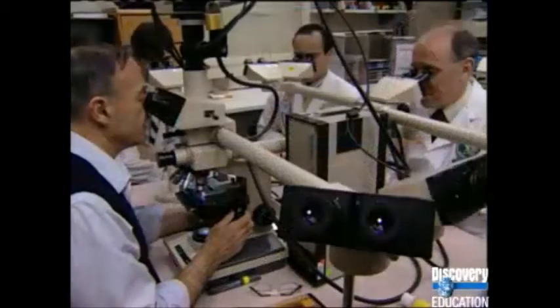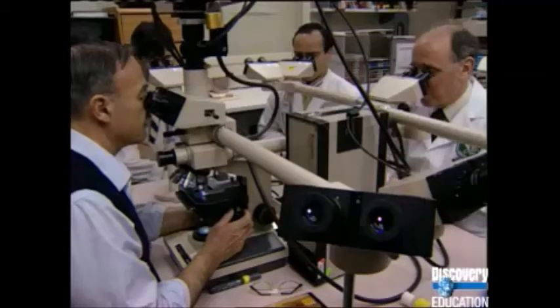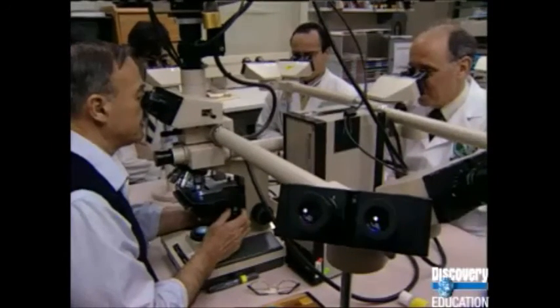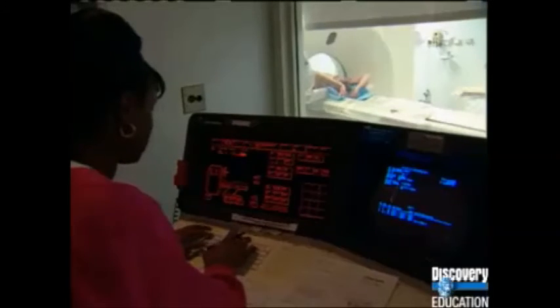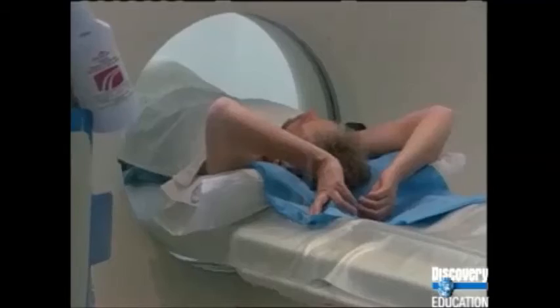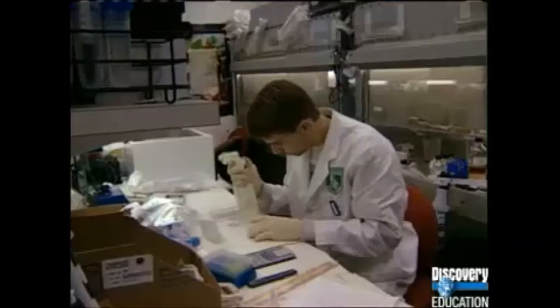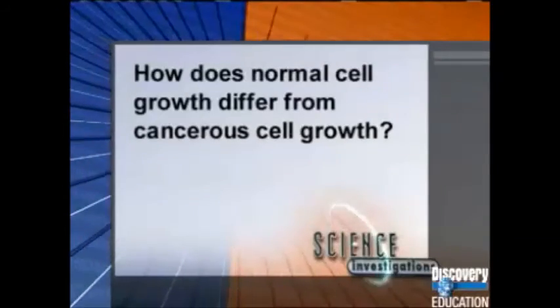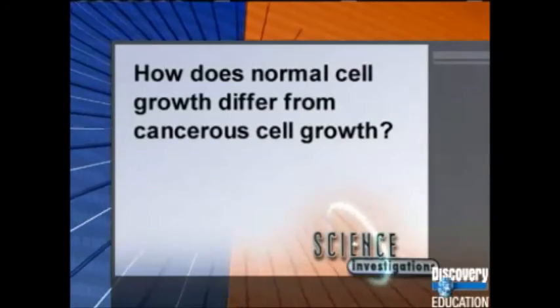Dr. Rosenberg's new treatment has given hope to many people suffering from melanoma. Some scientists hope that his technique may work in the fight against other forms of cancer. Scientific breakthroughs don't happen every day, but each new treatment gives both doctors and patients faith that one day we will beat cancer for good. How does normal cell growth differ from cancerous cell growth?